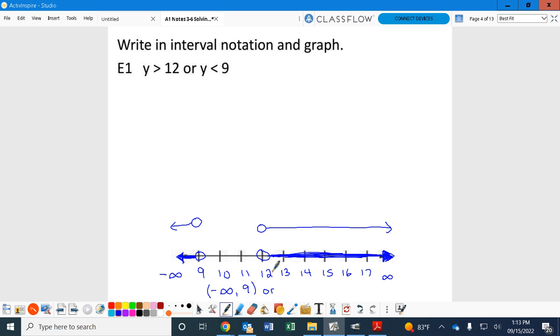On this side, you're going to have another set of numbers. They are going to be what and what? 12 and infinity. It goes in that order. Then it's going to have what around both of them? Parentheses. And that is your interval notation.